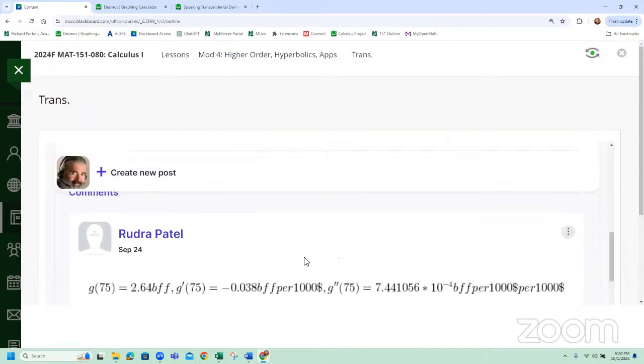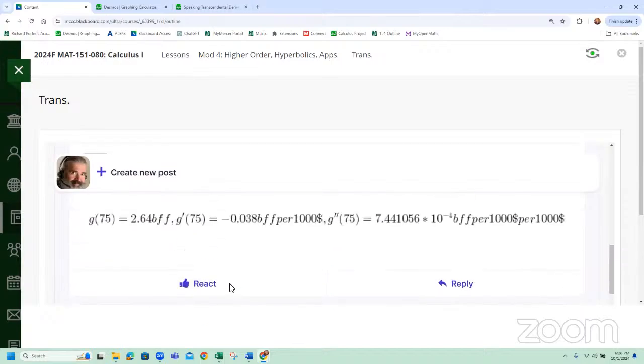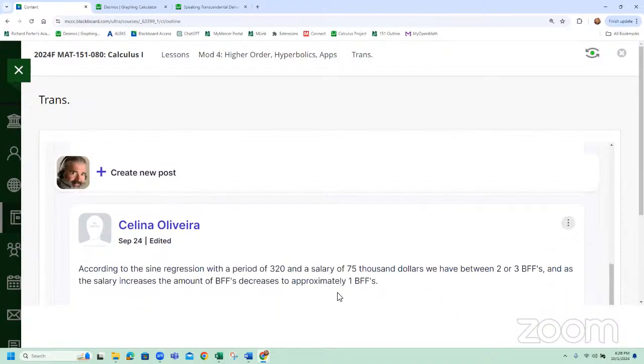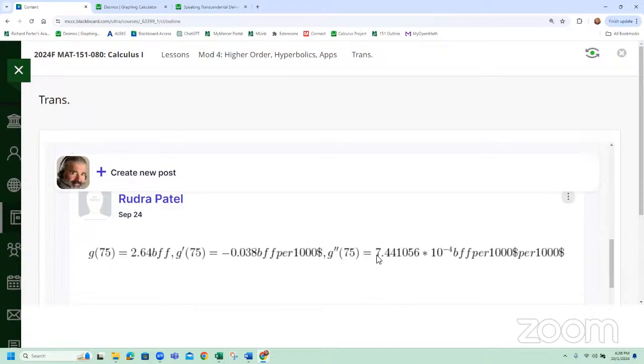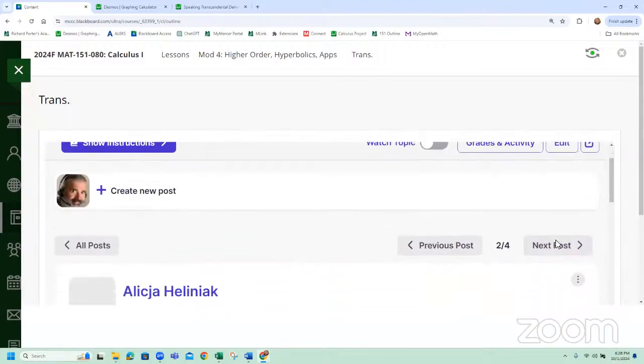So what you want to say, Selena, is that as the salary increases, the amount of BFFs remains about the same. And the second derivative being 7.4 times 10 to the negative fourth, that's 7 10,000ths. That's also about the same. And then you should say it's not accelerating or decelerating. When it's close to 0, it's not accelerating or decelerating. Okay? All right. Let's try the next one, see if that one's different.